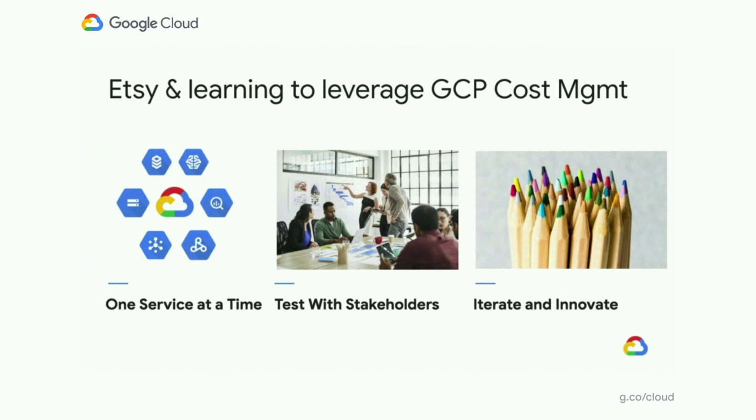The third thing is iterate and innovate. Cloud cost management is not a one-time action. As long as you are using the cloud, you will have to revisit your monitoring and reporting tools. There might be a lot of reasons why you might have to do that. I'm just going to mention one example, which happened lately with us. Google introduced a new product, which is BigQuery reservation.